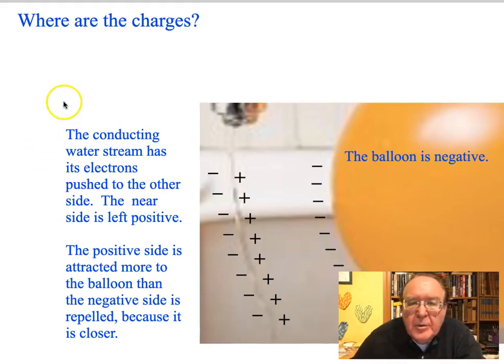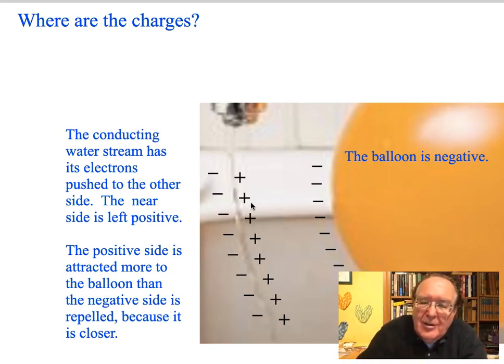So here's a kind of picture of where the charges are. The balloon is negative. The surface of the balloon has negative charges on it. And then the stream of water has ions inside of it. And the positive ions are pulled to the right, and the negative ions are pushed to the left. And again, the same thing with the soda can is that the attractive force, which is the positive charge being attracted to the negative charge of the balloon, that force is slightly larger than the repulsive force of the negative balloon and the negative charges on the other side of the water stream.